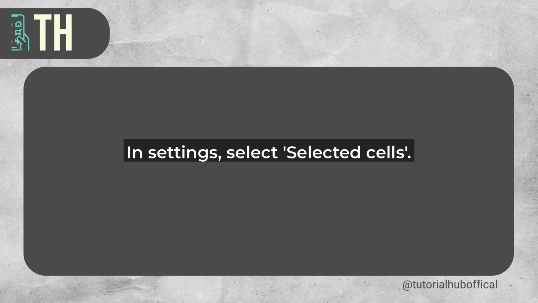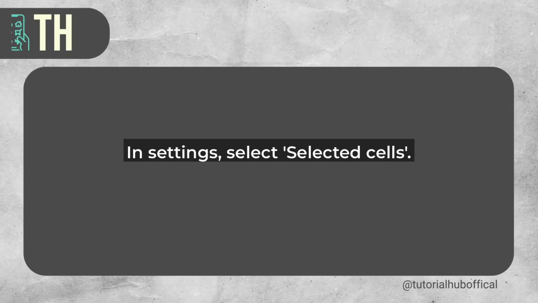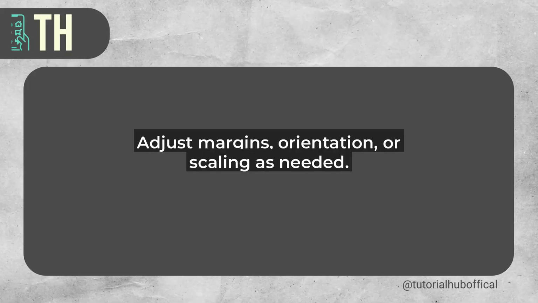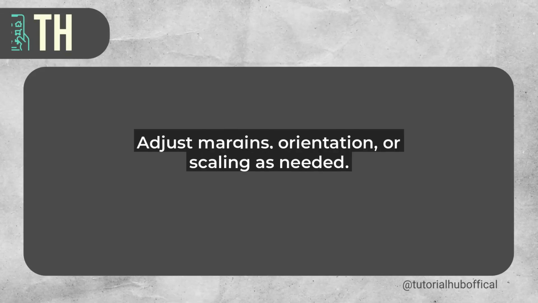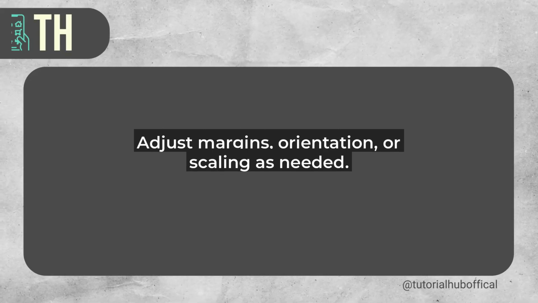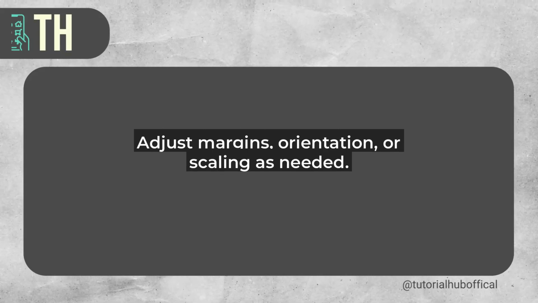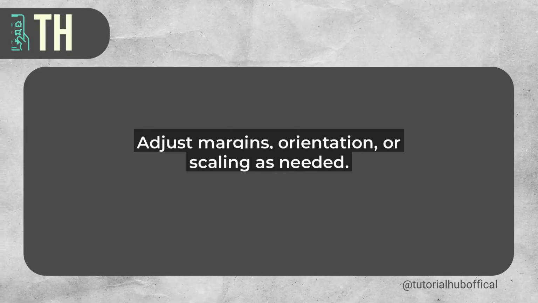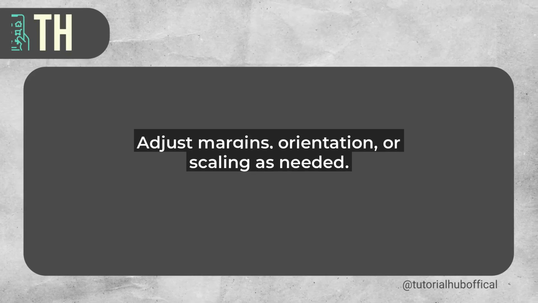If you need to fine-tune things, scroll down to adjust margins, orientation, or scaling. Maybe switch to landscape for wider tables. After you've made your adjustments, take a moment to preview how it looks. Google Sheets makes it easy to see what you'll get before wasting paper. If everything's perfect, hit the Print button at the bottom. And just like that, you're done.